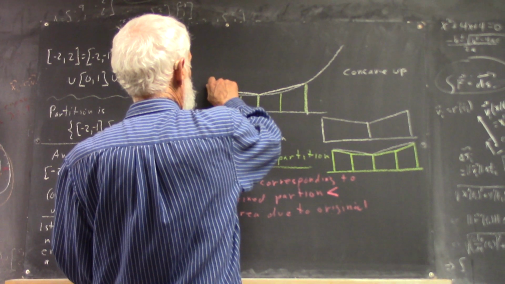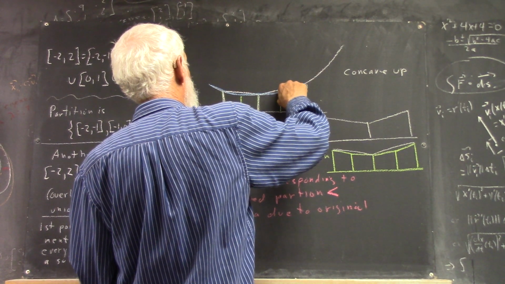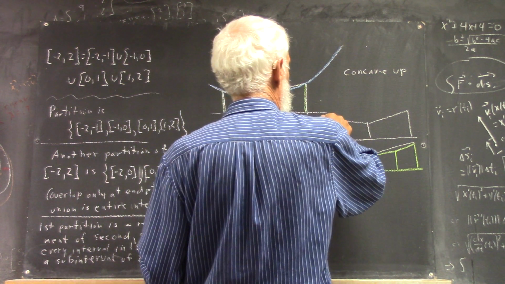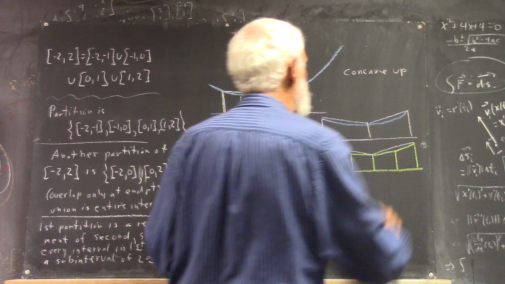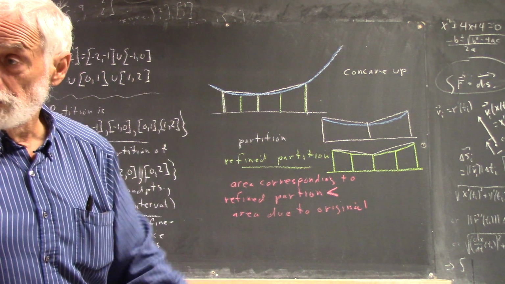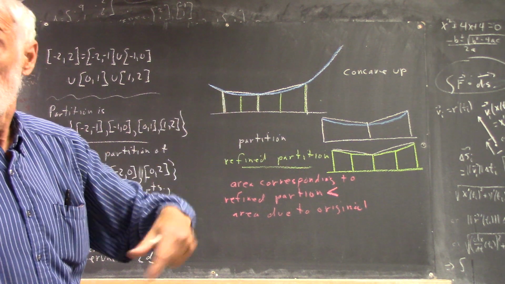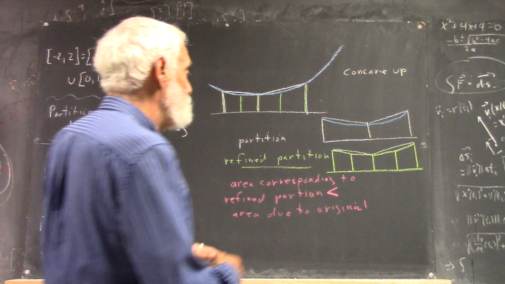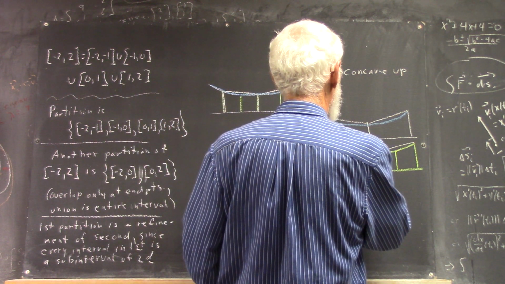I'm going to trace over this curve, if I can see around my arm. The curve is always underneath the trapezoidal approximation, if we're concave up. If we're concave down, well, I'm going to ask you for homework, but it's pretty obvious. Okay? So this is still the case.